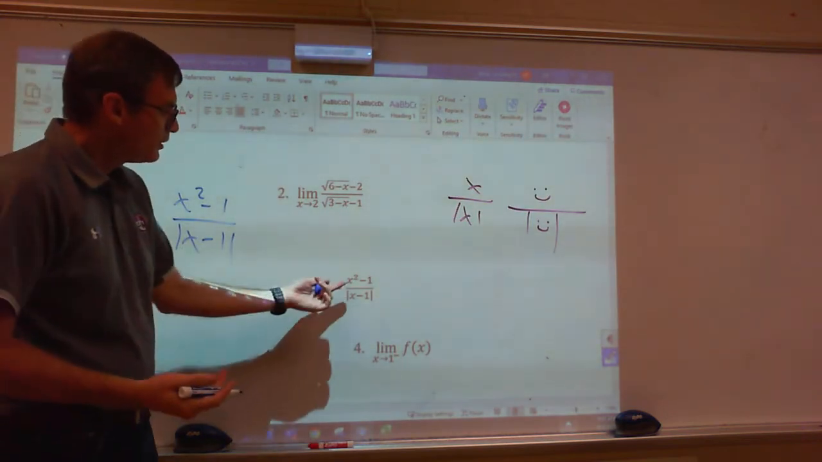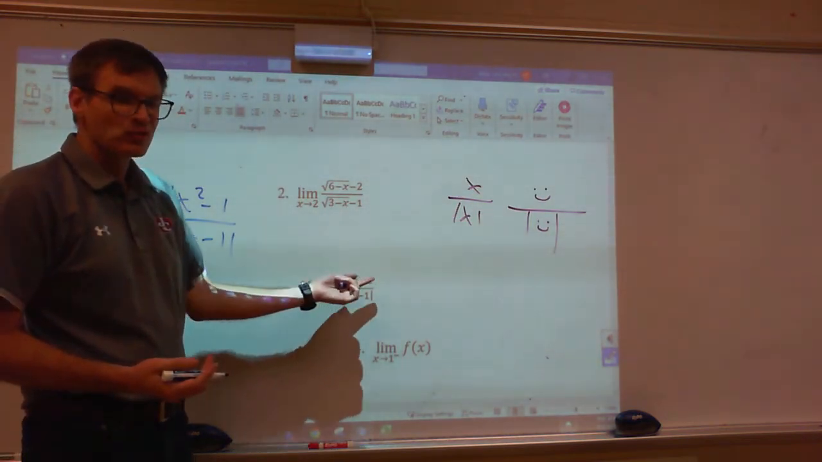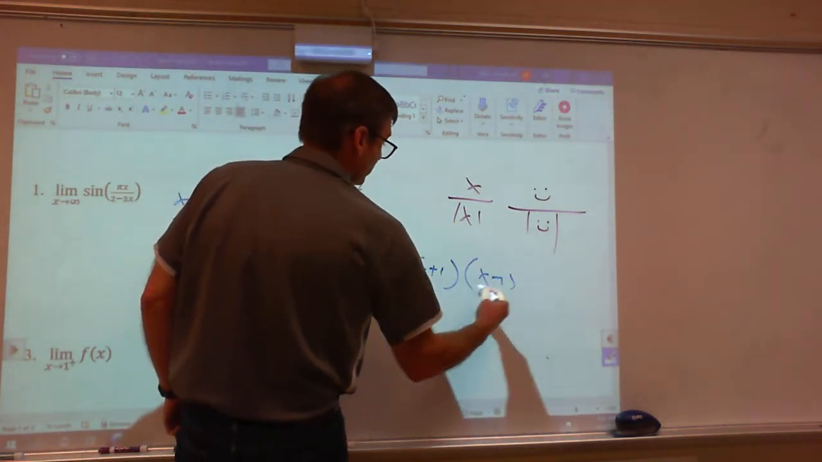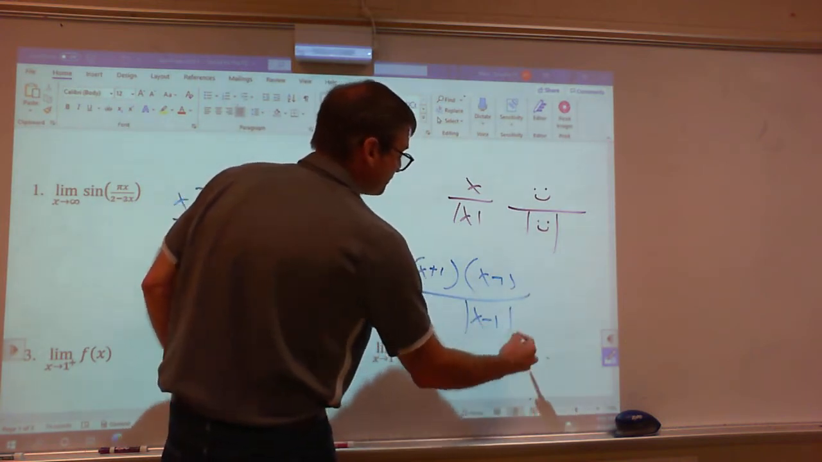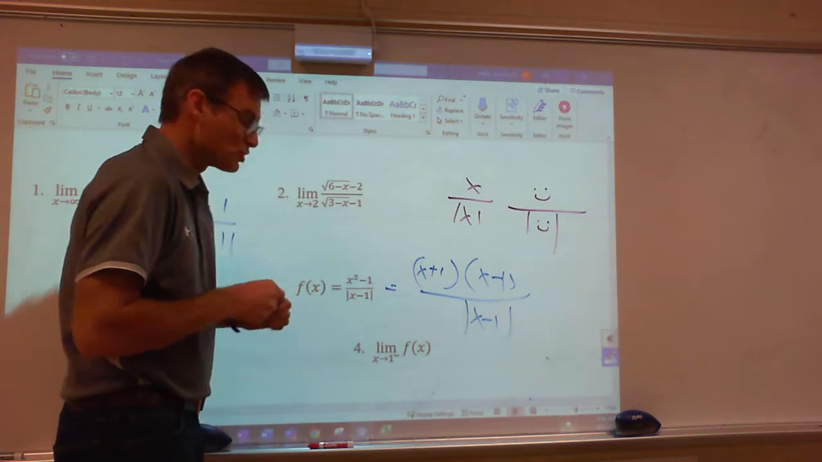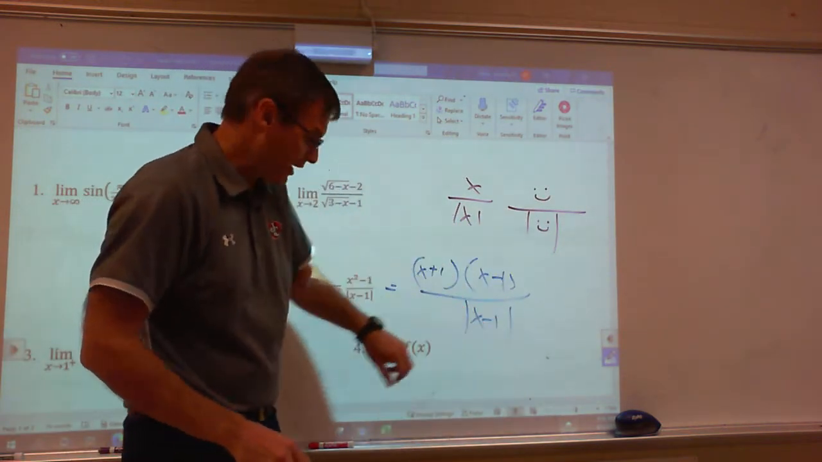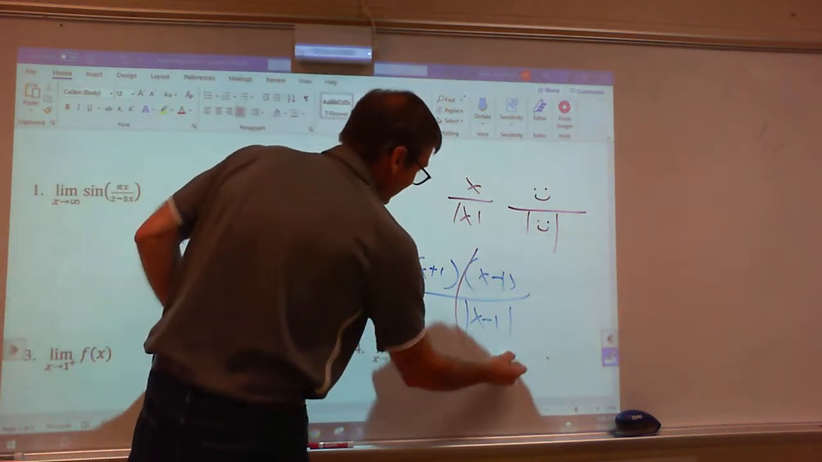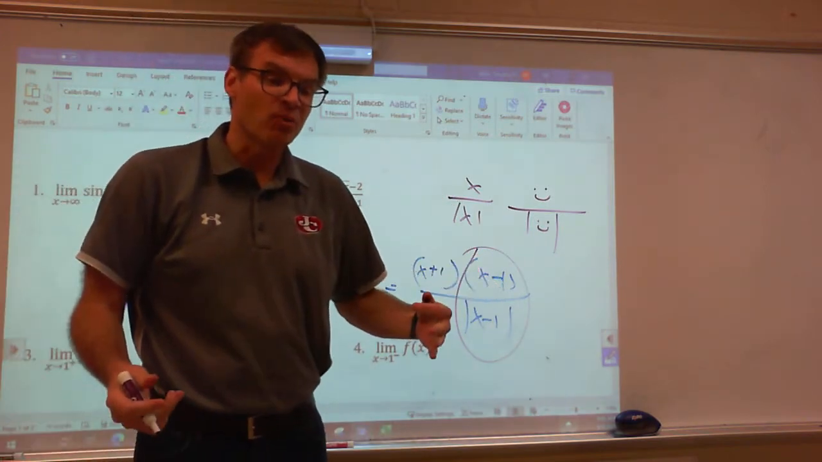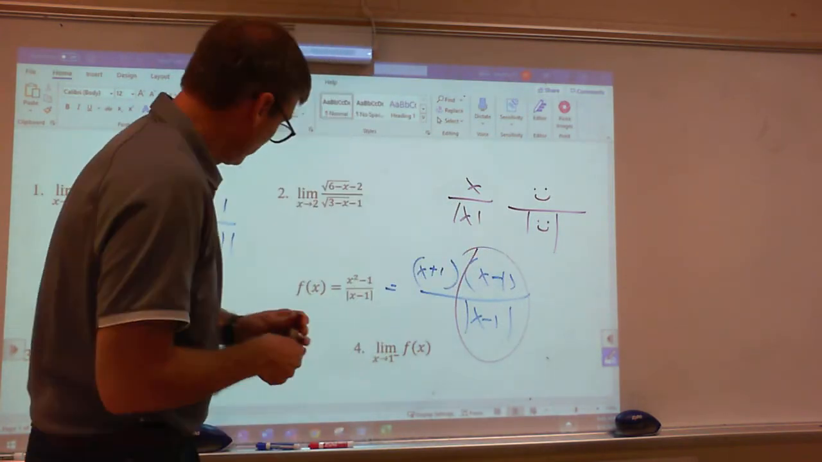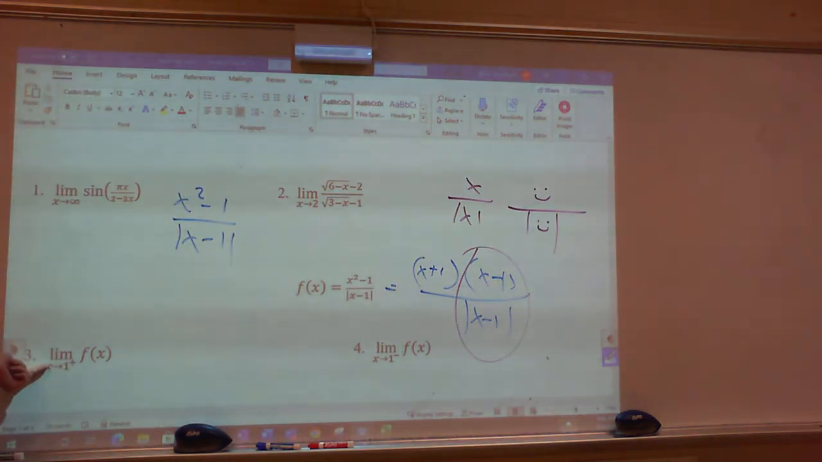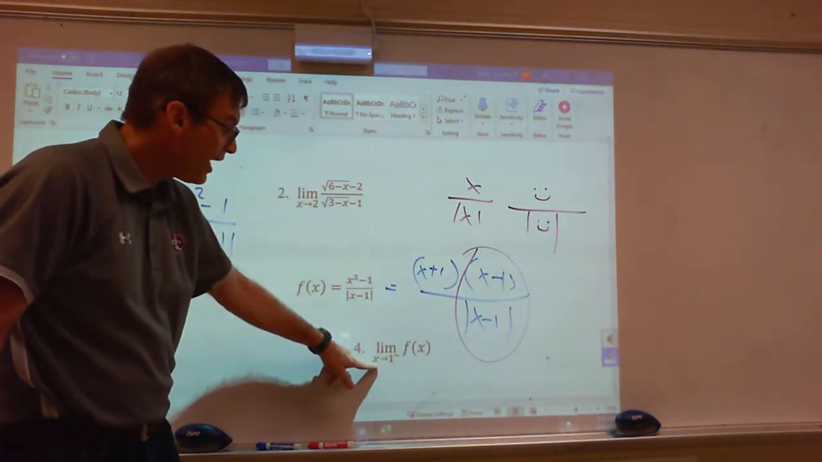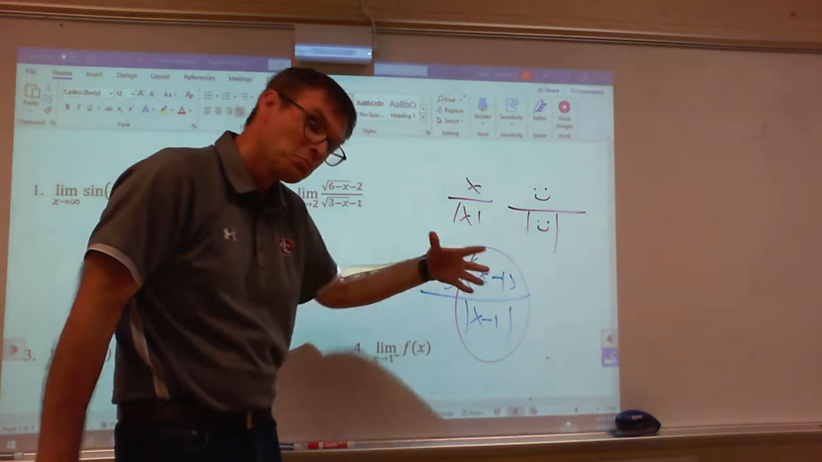So what do we do? Well, you recognize that x squared minus 1 we can factor, and so this is really x plus 1 times x minus 1 over the absolute value of x minus 1. And now we have a situation where we have stuff over absolute value of stuff, which means this thing is either a 1 or a negative 1, depending on what direction you're coming from. So if I'm coming from the right, this becomes a big fat 1. If I'm coming from the left, this becomes a big fat negative 1. So what does that mean?